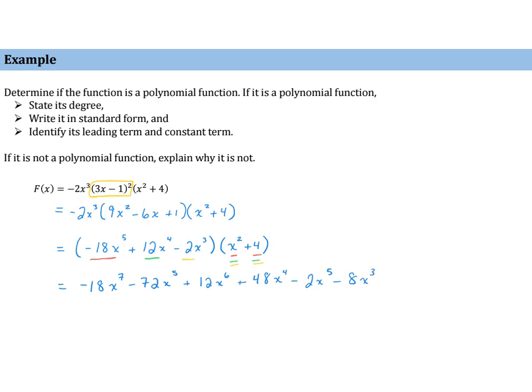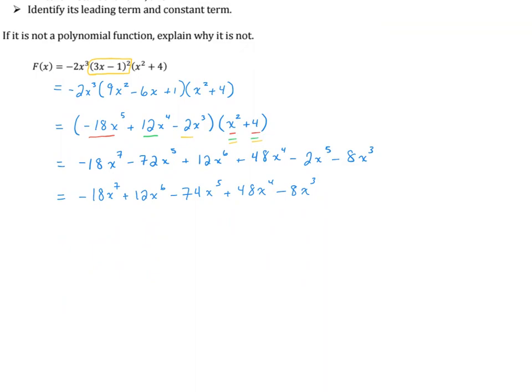Now let's collect like terms and write in descending order. So we have negative 18x to the 7th. Now do we have any x to the 6th terms? We do. We have a plus 12x to the 6th. Then our x to the 5th will be negative 74x to the 5th plus 48x to the 4th minus 8x cubed. So this is a polynomial function, and we can identify the key properties.